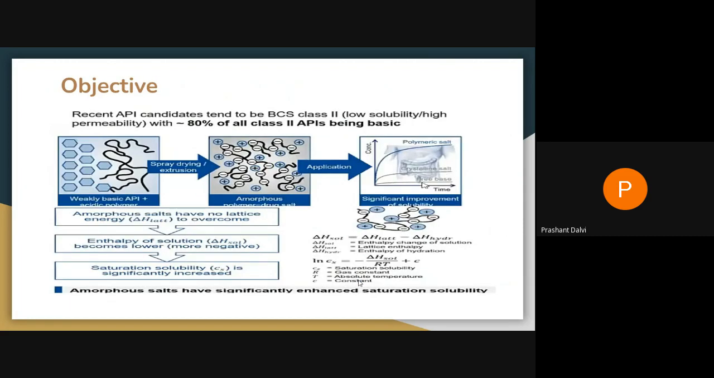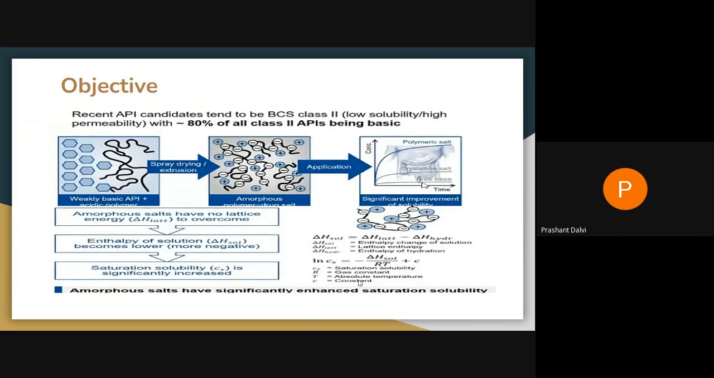Then the objectives of the design of this amorphous solid dispersion, as I already mentioned: drugs are mixed into the polymers at molecular levels. So the drug is uniformly distributed in the polymers, and according to the charge on the API and the charge on the polymers, the distribution takes place.